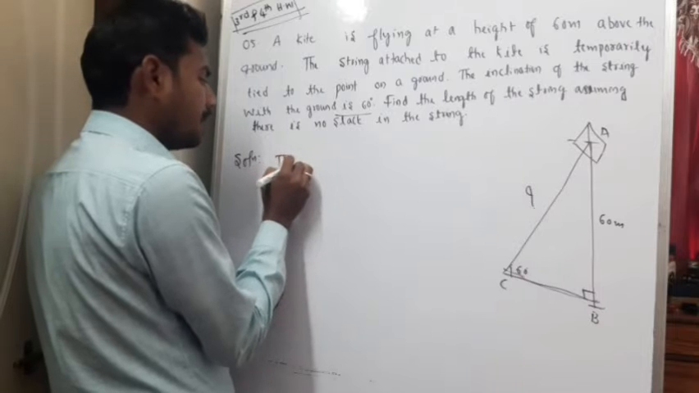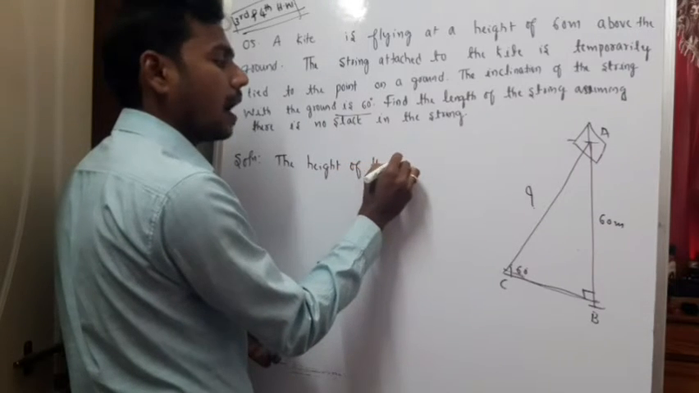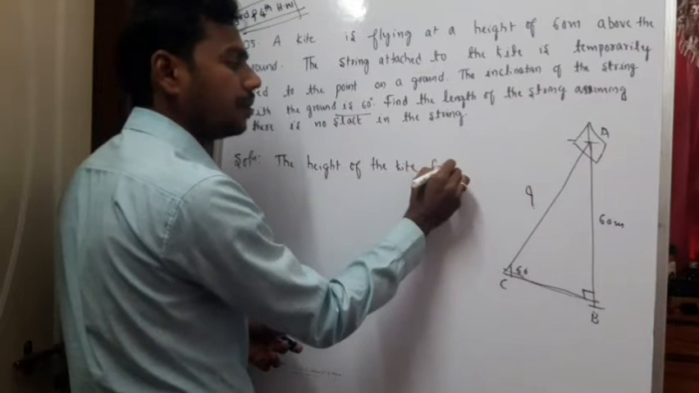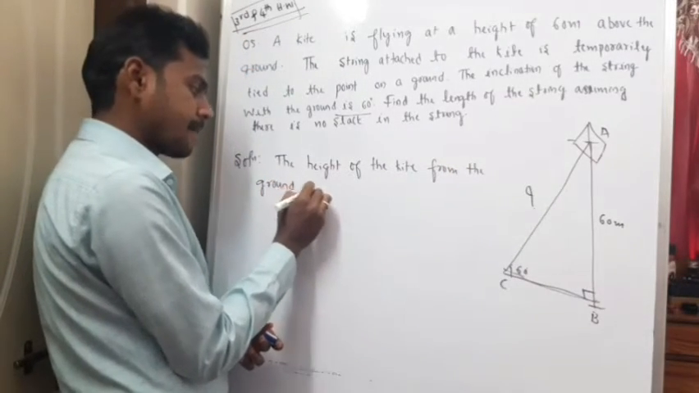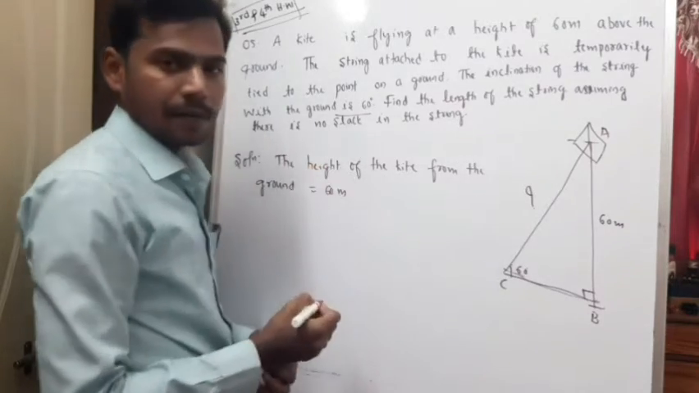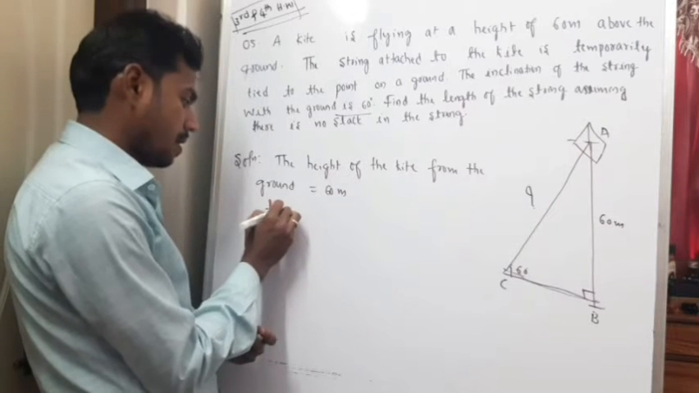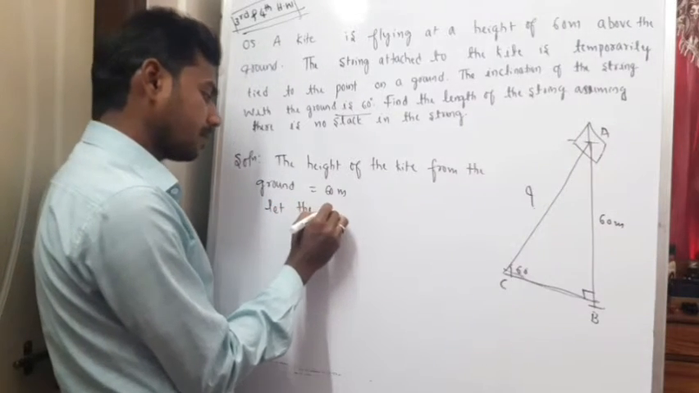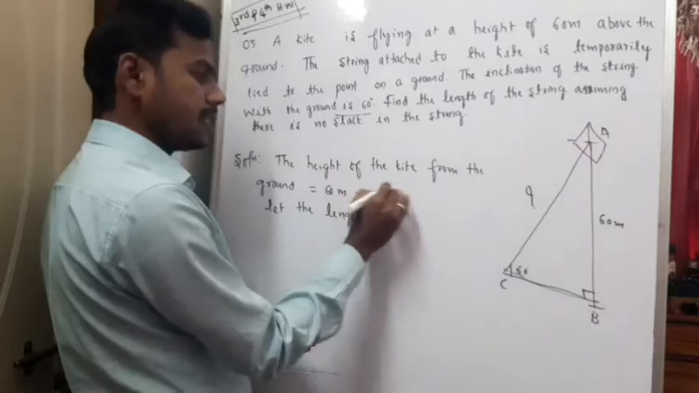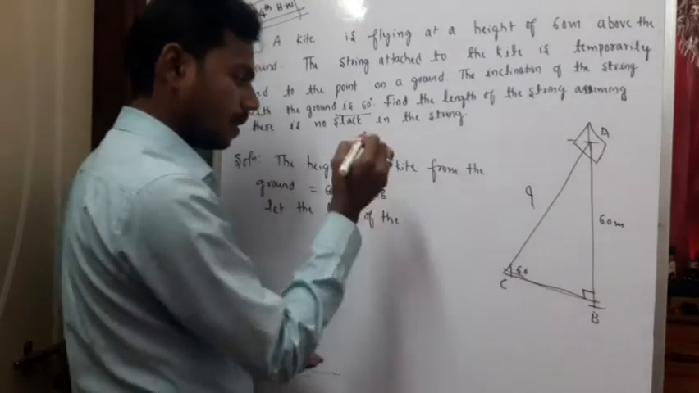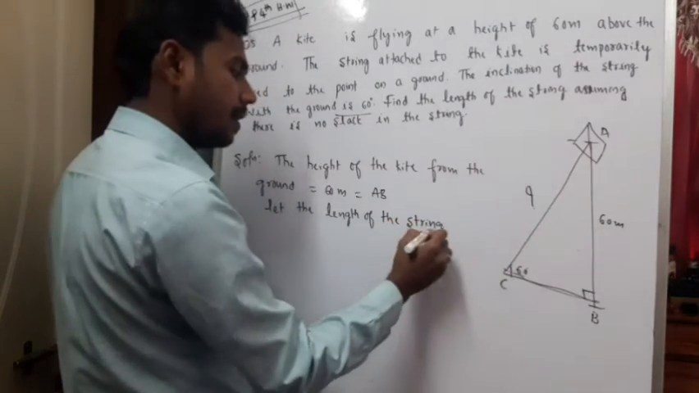The height of the kite from the ground, how much is it? It is 60 meter. Fine. Next, let this height be AB. Let the length of the string, AC is the string, be equal to AC.